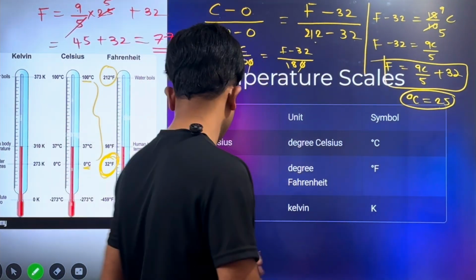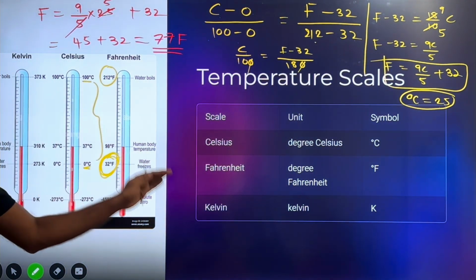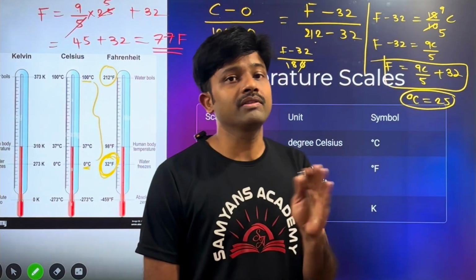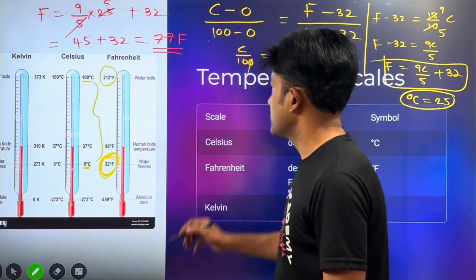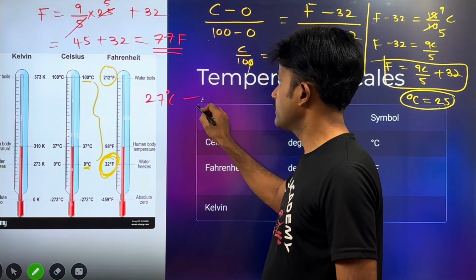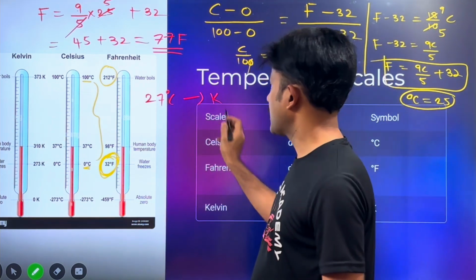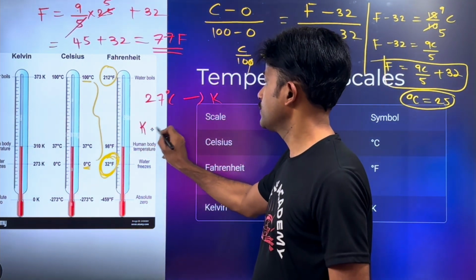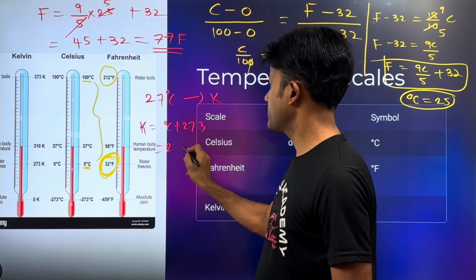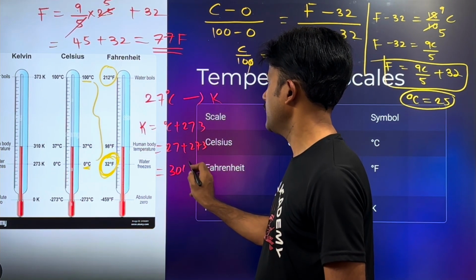Yes or no? Okay, so in this way we can convert degrees Celsius to Fahrenheit, and Fahrenheit to Celsius. And what is the relation between degrees Celsius and Kelvin? Suppose 27 degrees Celsius is given. Then how do you convert it into Kelvin? Just add 273. So degrees Celsius plus 273: 27 plus 273 is equal to 300 Kelvin.